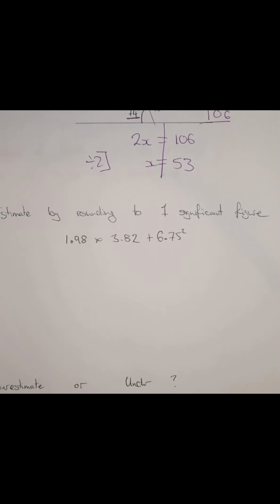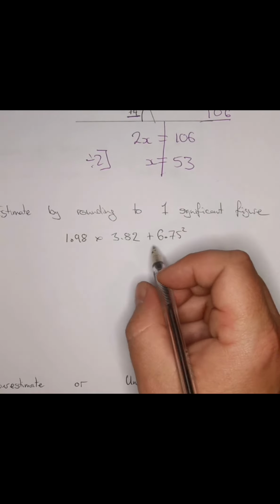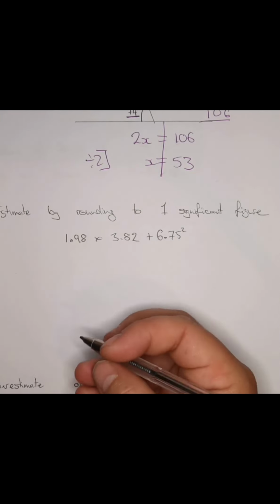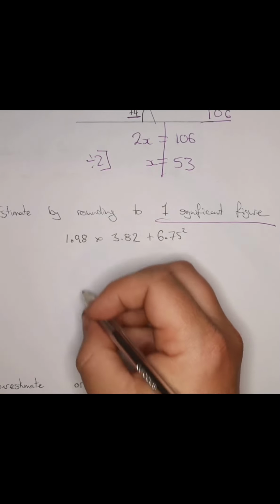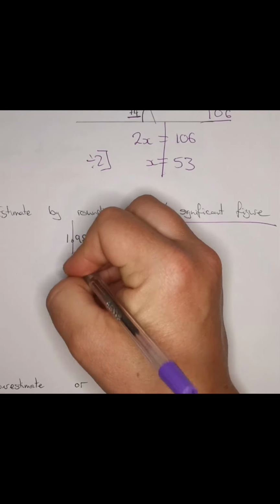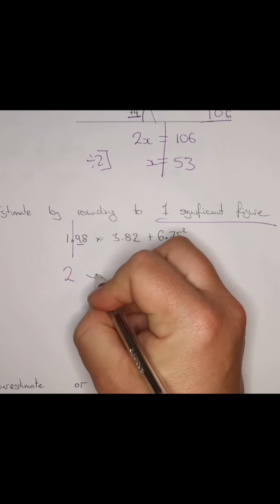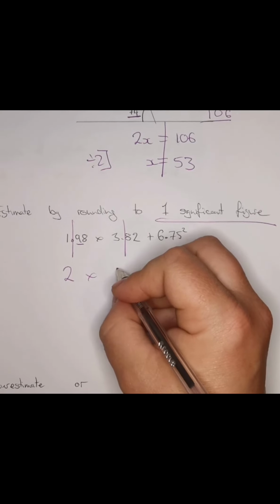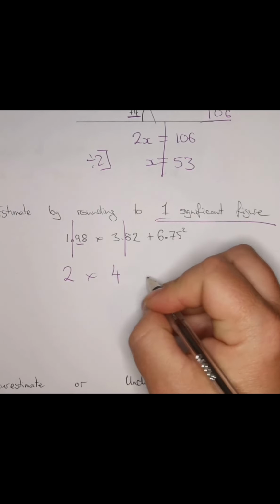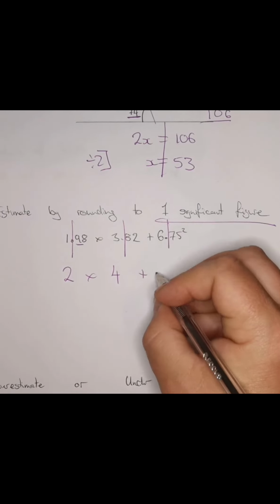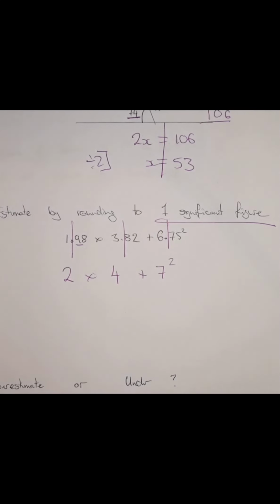Estimate by rounding to one significant figure. 1.98 times 3.82, add 6.75 squared. So first off, let's do them to one significant figure. That is going to be 2. That is going to be 4. That is going to be 7, not forgetting my squared.